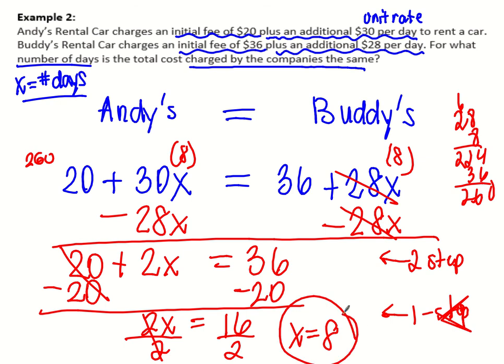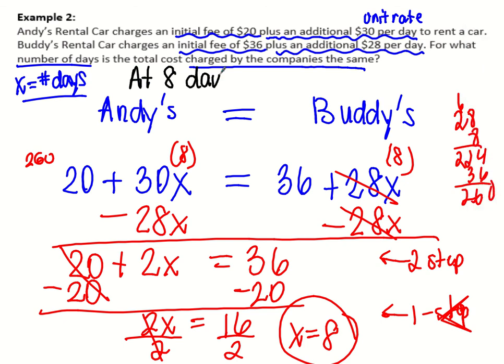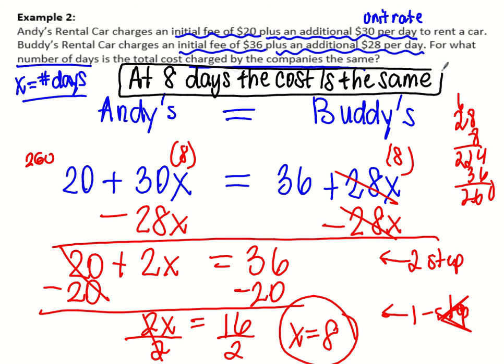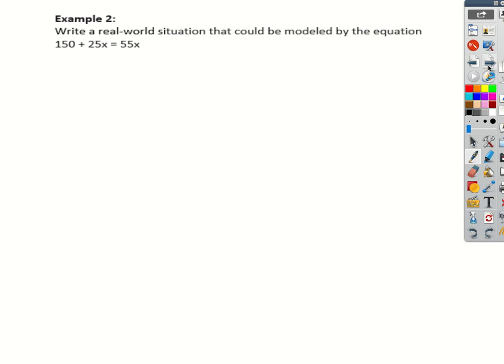Good thing Miss Talati's fast. So that means at 8 days. Yep, so you have to write out your answer. So for what number of days is the total amount charged the same? So at 8 days, the cost is the same. Okay, so there's your answer. Now, isn't our handwriting just so fun? It's like it should be its own font. I'm not even joking.